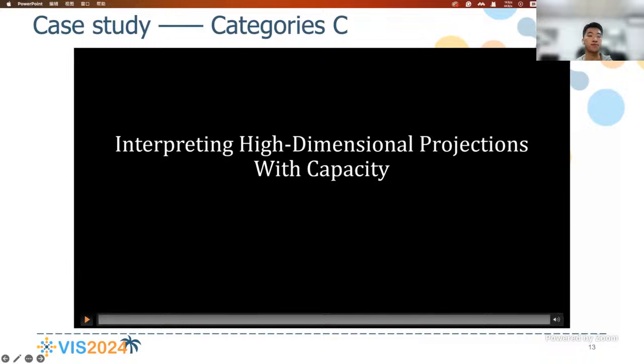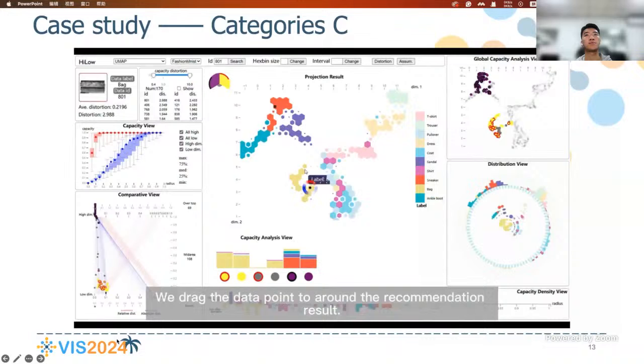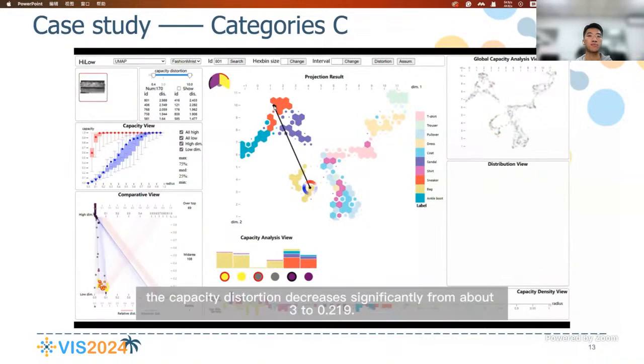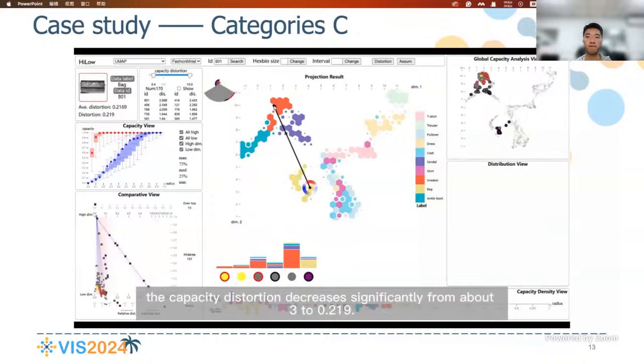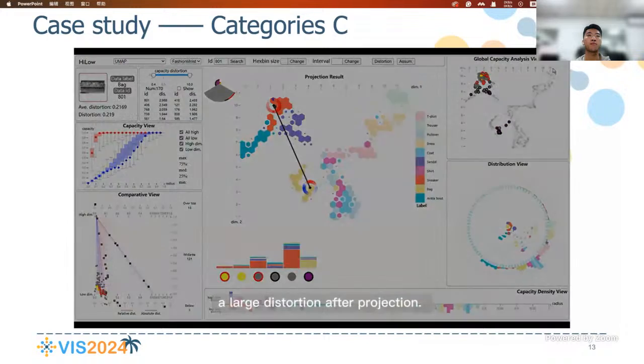Finally, we explore the impact of changing the DR result. We drag the data point to around the recommendation result. After the interface is updated, the capacity distortion decreases significantly from about 3 to 0.219. This confirms that the selected data has a large distortion after projection.